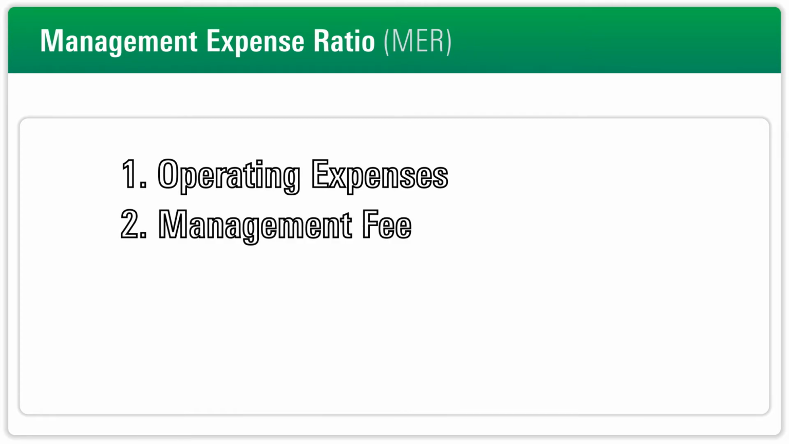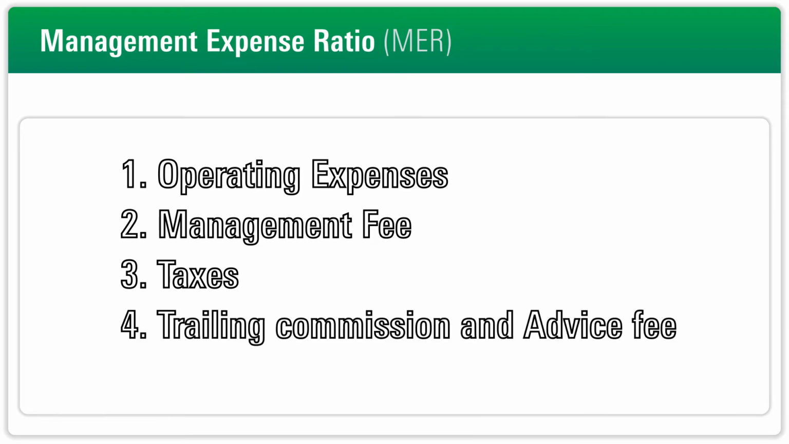Number two is the management fee. The management fee is what the fund company charges for their portfolio managers to manage your portfolio. And again, the fund company receives this amount of your fees. Number three is taxes. This refers to the taxes paid by the fund company to the government of Canada. This excludes taxes on capital gains, income, and dividends that you actually pay yourself if invested outside of a tax shelter like an RRSP.